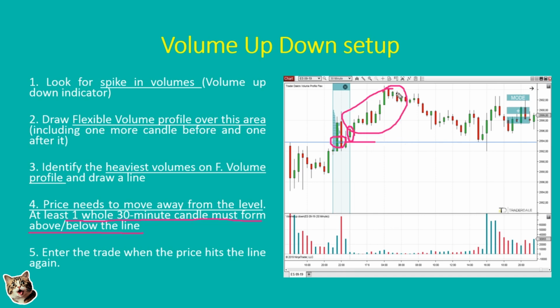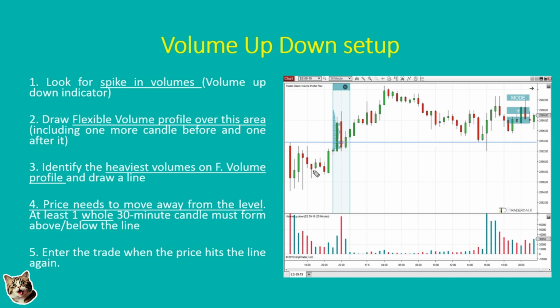Then you wait for a pullback and you enter your trade. You enter in the direction where the price moved away from the volumes. So the price moved upwards from those volumes, which means you will go long when the price hits the level. No need for any confirmation, you just enter at first hit. For example, when I traded EURUSD, I used a 10 pip stop loss and a 10 pip profit target.